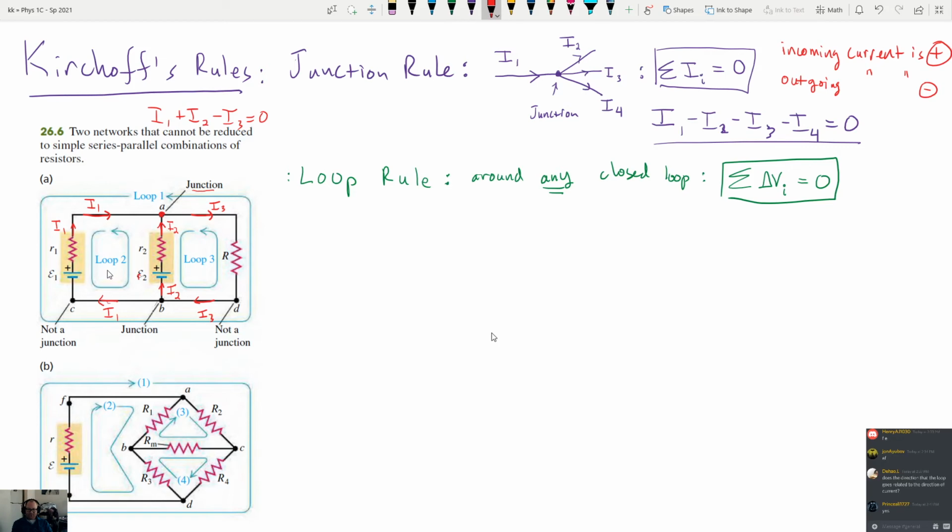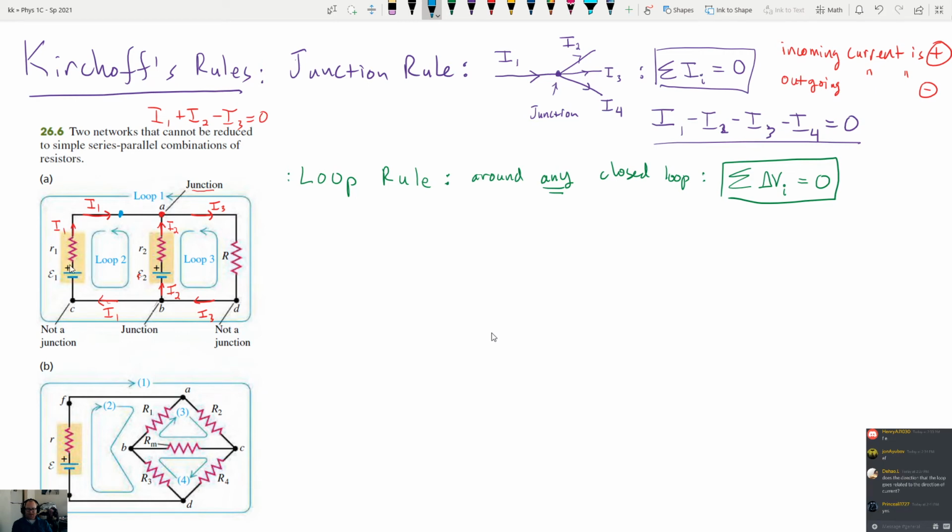So around loop 2, this is what summing the voltage drops is going to be. Now, this is annoying because the current's opposite to the direction we're going, okay? So you've got to pick a starting point. I'm going to start here. We're going in this direction. We're kind of going against the current, right? I'm going against the current.